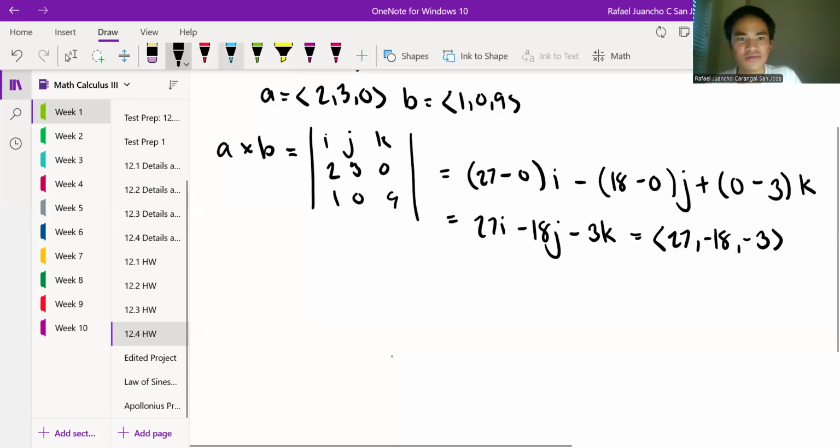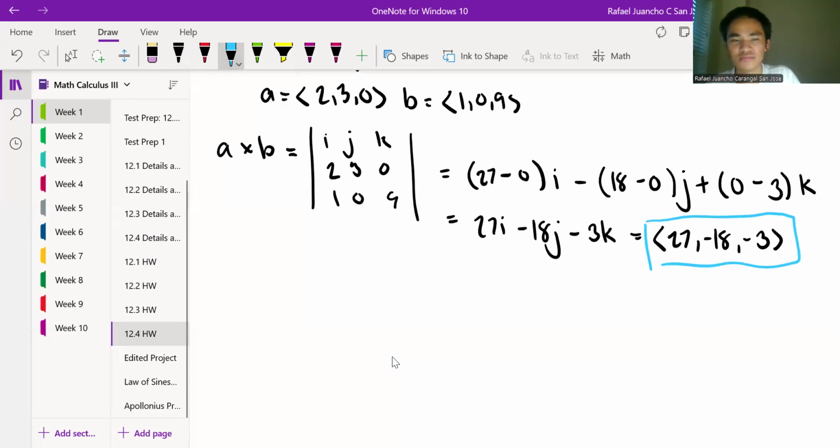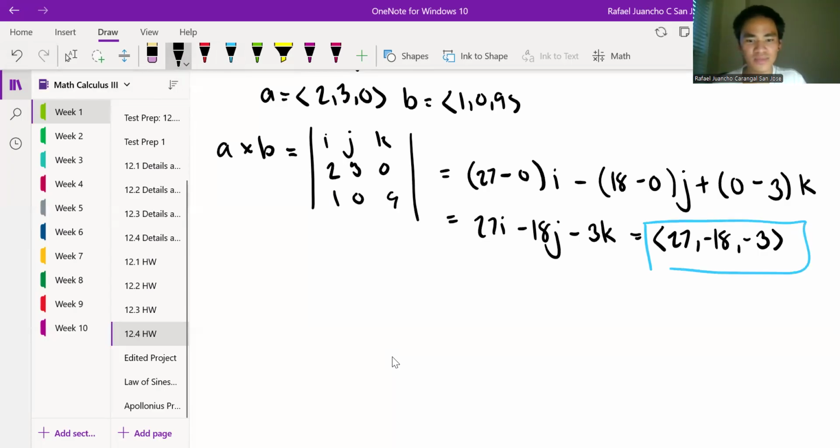So this is the vector that's orthogonal or perpendicular. Right? So I'm just going to type that in and see what happens. So we have 27, negative 18, negative 3. Let's see if we got it. Yep. Okay, now what do we want to do?